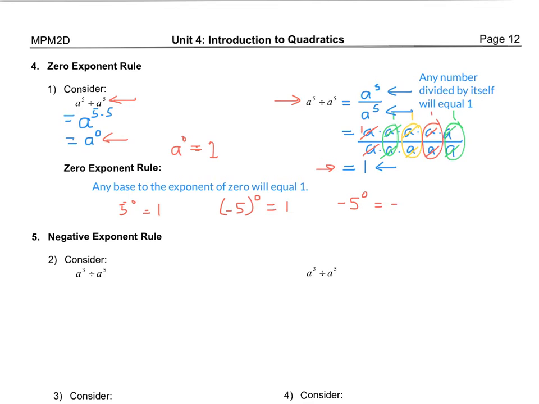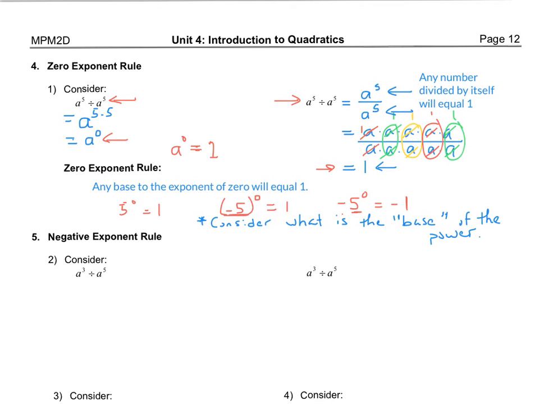But if you do -5 without brackets to the exponent of 0, that's actually going to equal negative, and then 5 to the 0 is the 1. So brackets make a difference. Make sure you understand that with the brackets, the negative's included as part of the base. Without the brackets, only the 5 is the base. So make sure you know what the base is for that particular power.